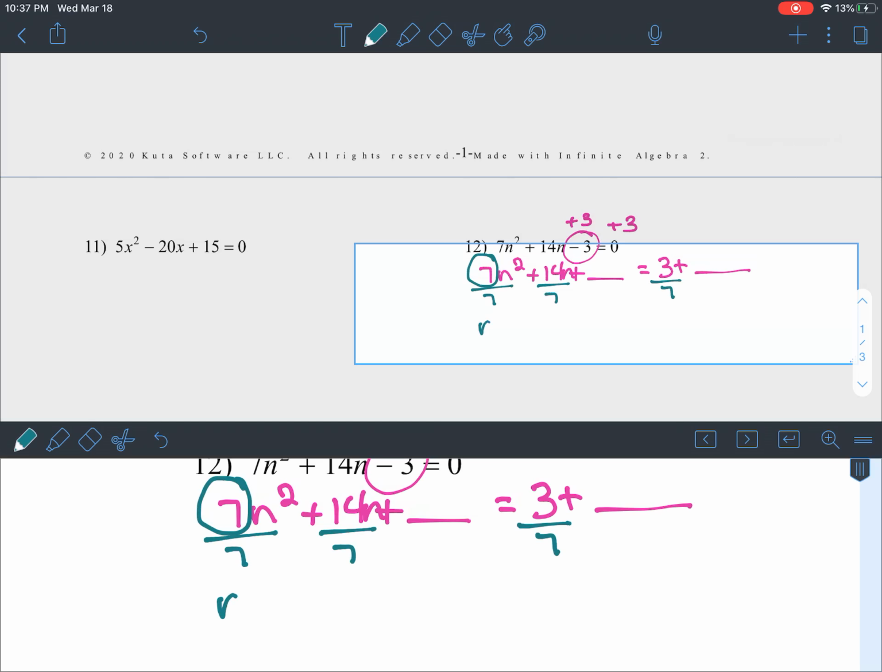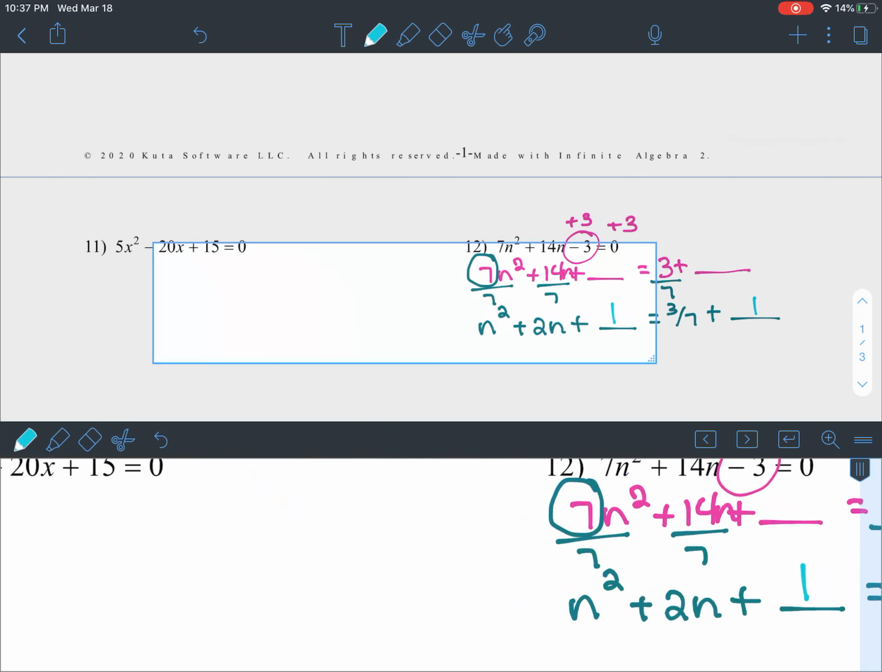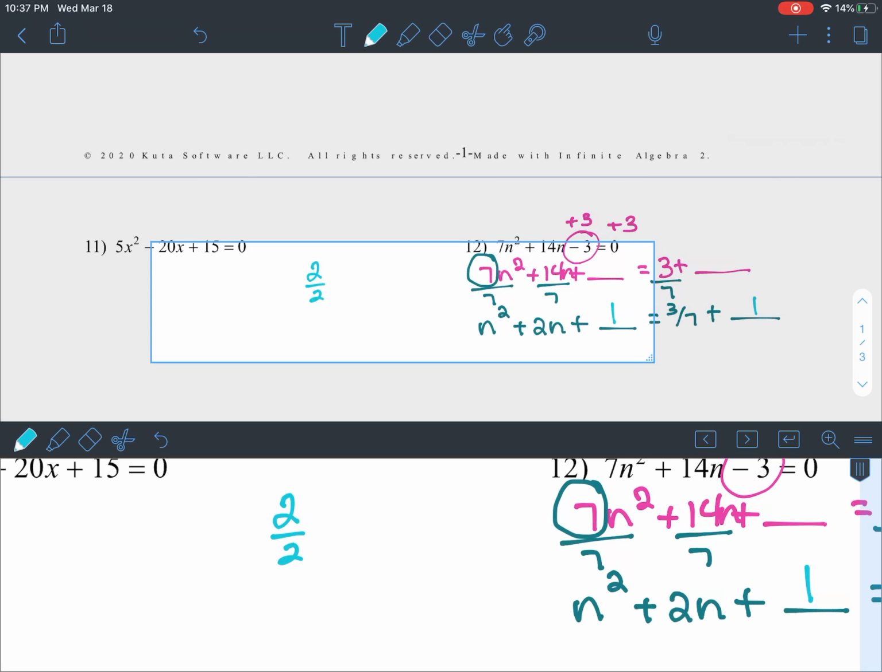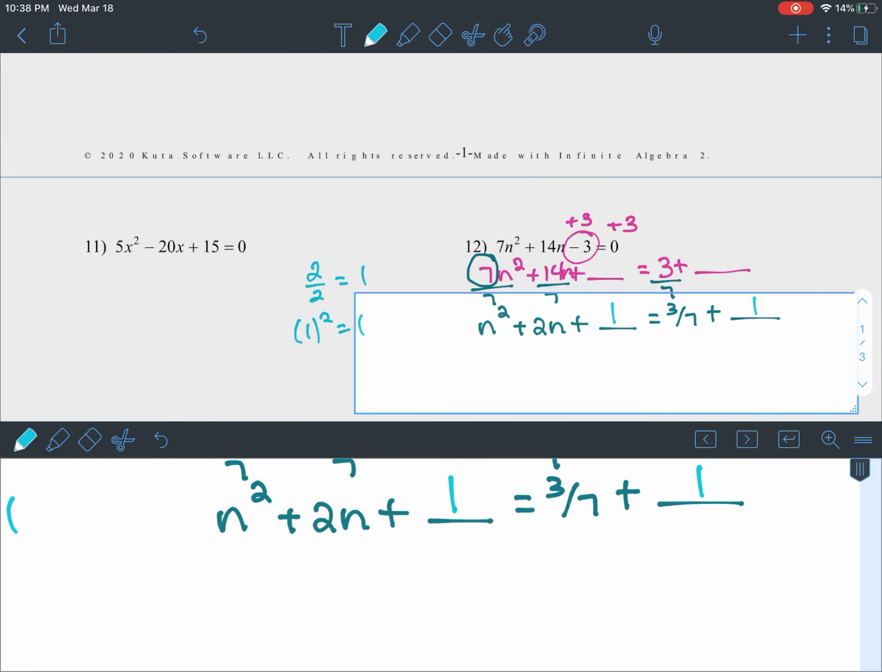And yes, I am going to end up with a fraction on this right side. So I do get n squared plus 2n plus something equals 3/7 plus something. So now we just need to figure out what goes in that blank. So we do half of 2, which is 1, and then 1 squared, which is also 1. So we did 2 divided by 2, which is 1, and then 1 squared, which is 1.